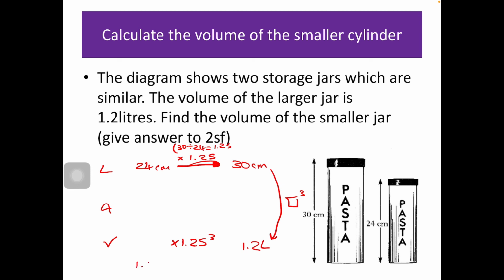So I need to do 1.2 divided by 1.25 cubed to give me an answer of 0.614 to three significant figures, which we've been asked to give in litres. So remember, going backwards, guys, you're going to divide by a scale factor rather than multiplying.